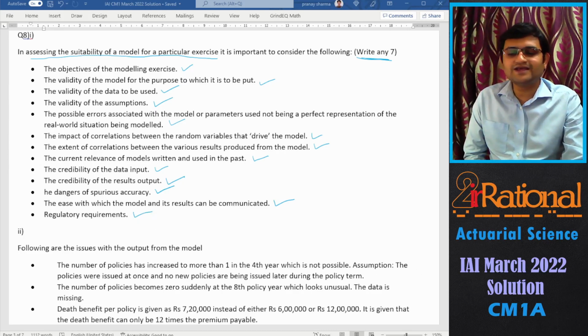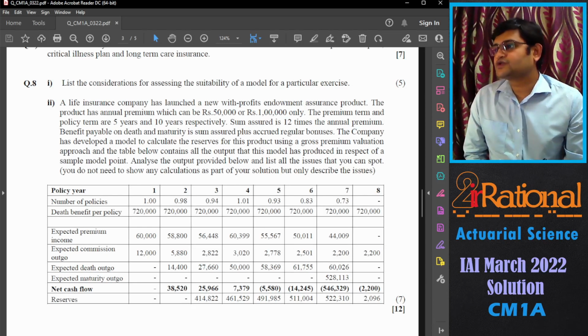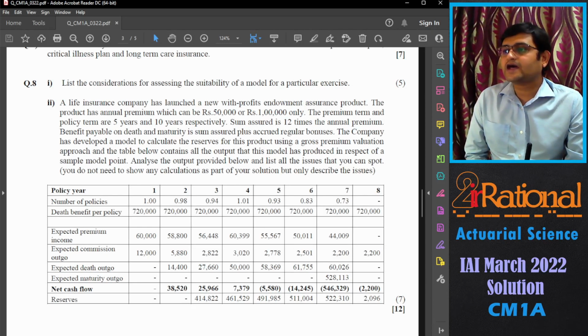So you can write any 7 of these. The second part was very interesting. So we have a life insurance company that has launched a new with-profit endowment assurance product.